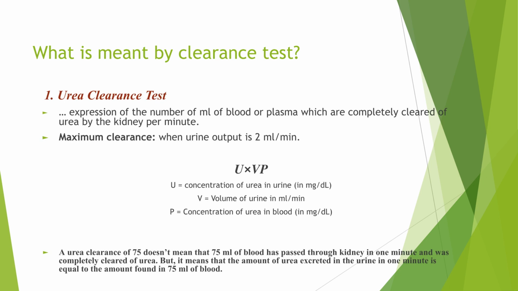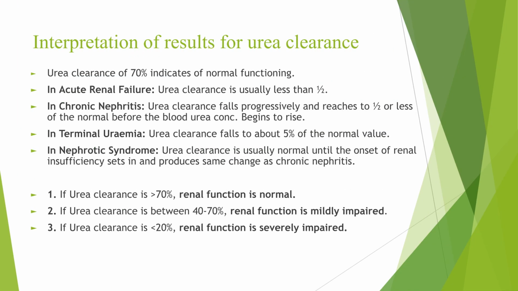Maximum urea clearance occurs when urine output is 2 milliliters per minute. A urea clearance greater than 70% indicates normal renal function. Between 40 to 70% suggests mild impairment, while less than 20% indicates severe impairment.